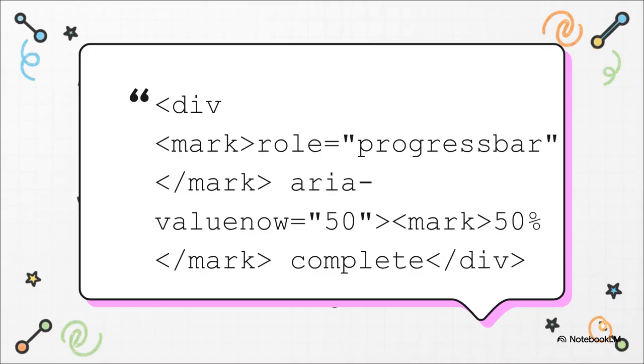And here's the code for that. You can see it not only defines the role, but also gives the current value. That way, the screen reader can give precise updates as things change, 50% complete, then 75% complete, keeping the user informed without them having to guess.